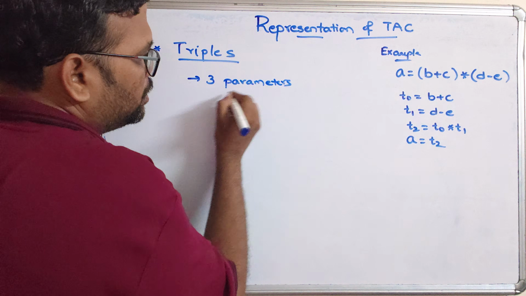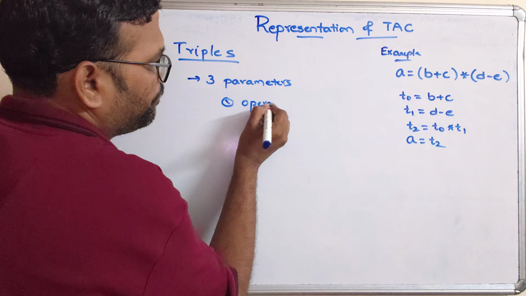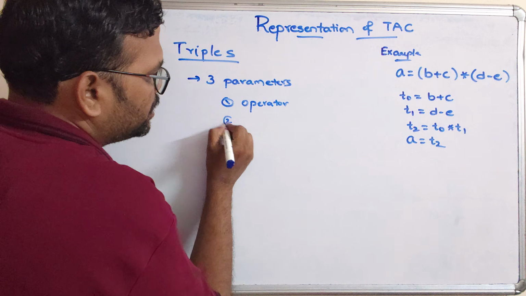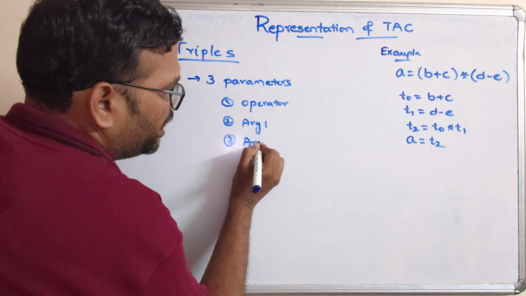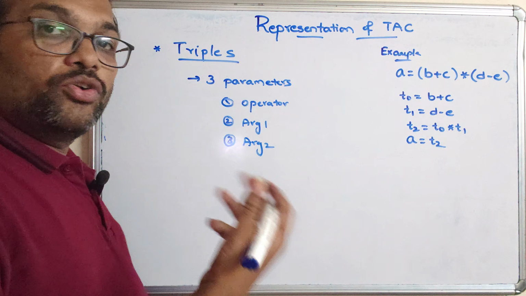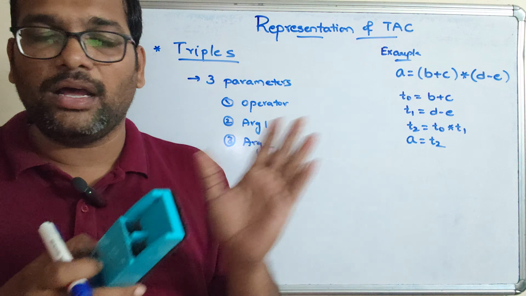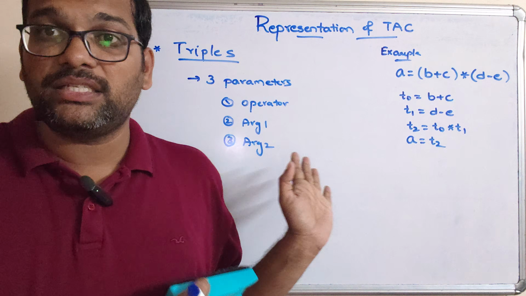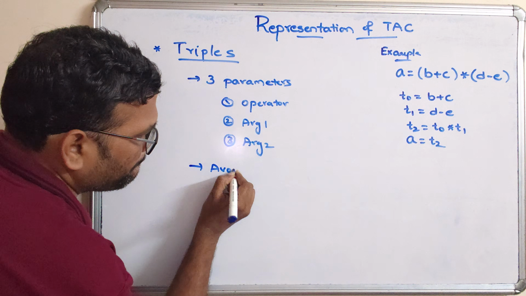3 parameters. So the first one is operator. Second one is argument 1 and third one is argument 2. So what about the result? So here you can see the complete results are in temporary variables. So in these triples we are avoiding the temporary variables.